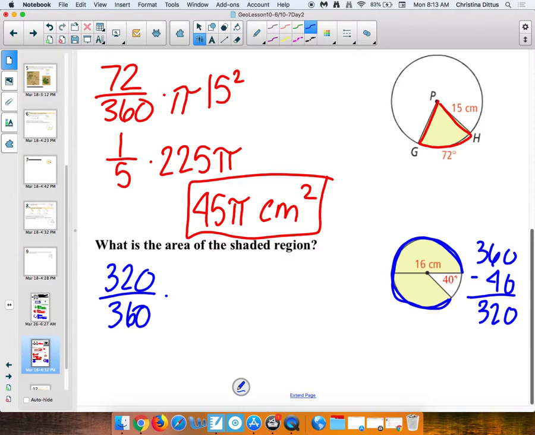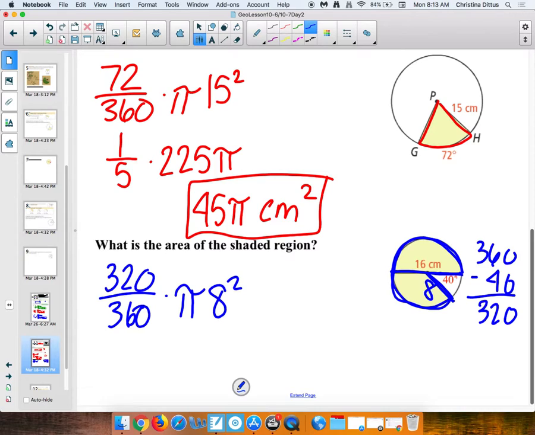I need pi r squared. What am I using for r? 8. 16 is the entire diameter. To find the radius, I need to half it. Does that make sense? Okay. So pi times 8 squared.